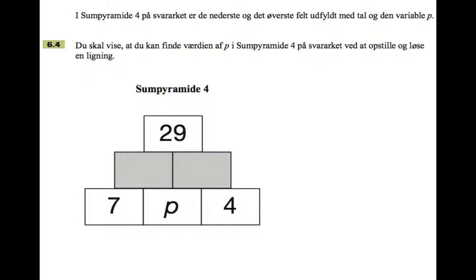Finally, it says in sum pyramid 4, the lowest and the top space have been filled out with numbers and the variable p. Show that you can find the value of p by setting up and solving an equation. Okay, well, it would help to fill this out first. So you've got 7 and p make 7 plus p. You've got p plus 4 make p plus 4. And then if you add up these two grey ones, 7 plus p plus 4, they should add up to 29.